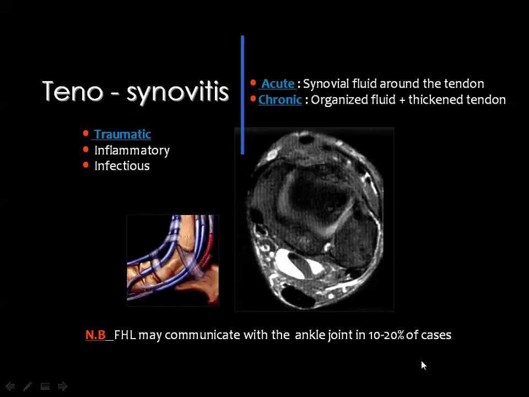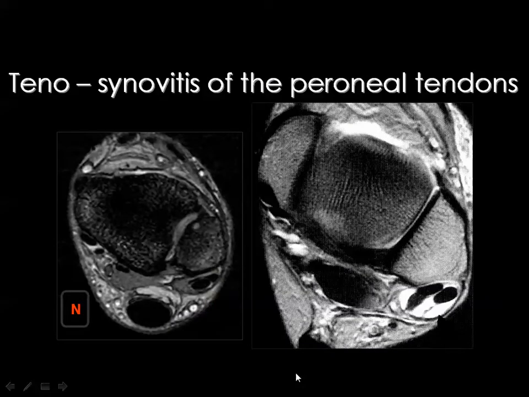Tenosynovitis means accumulation of fluid in the synovial sheath around the tendon, and this may be acute or chronic. The most common cause is trauma, sometimes inflammation or infections. And this is fluid signal around the flexor hallucis longus tendon, meaning that there is tenosynovitis.